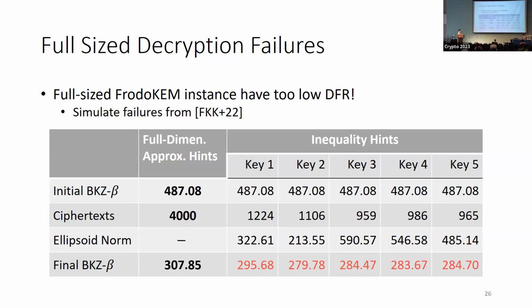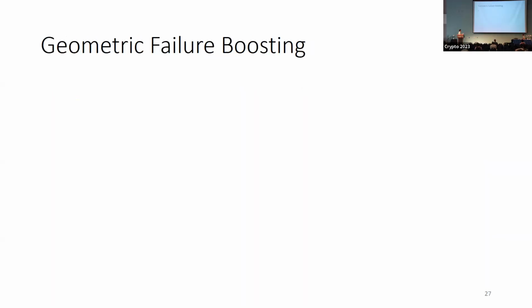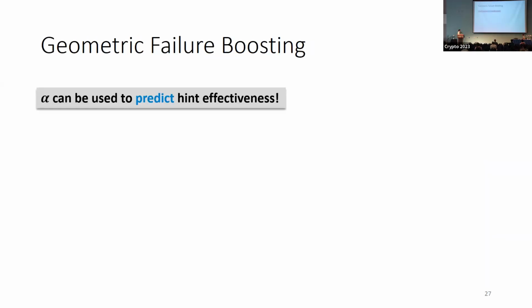There's a lot of redundant information there. And so you only need this many, and so it can be more computationally efficient, which is quite nice. And in fact, because of the way this alpha parameter works and talks about how the separating hyperplane interferes with your ellipsoid, you can use it to predict hint effectiveness.